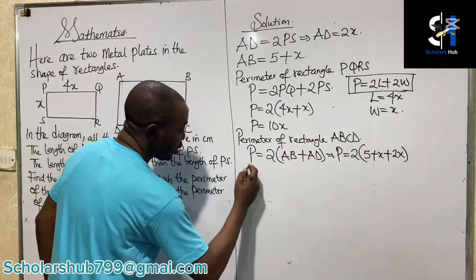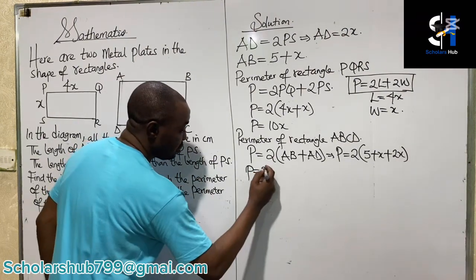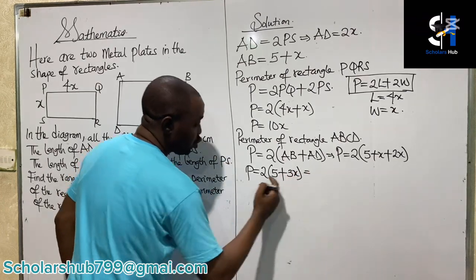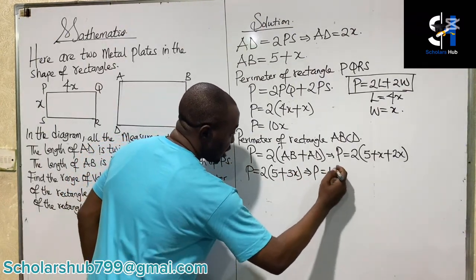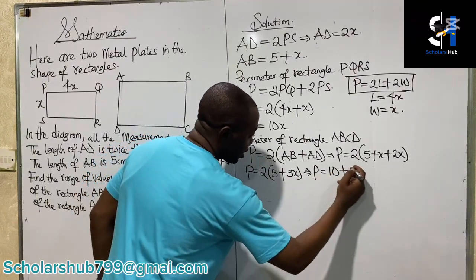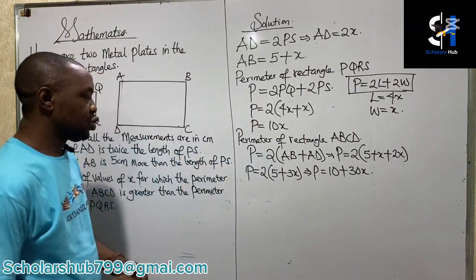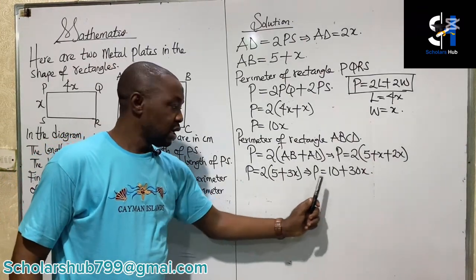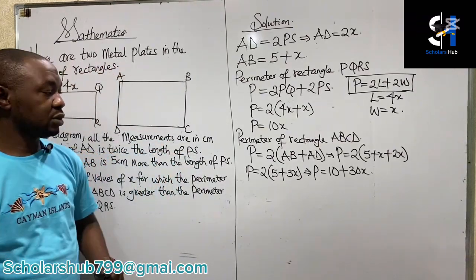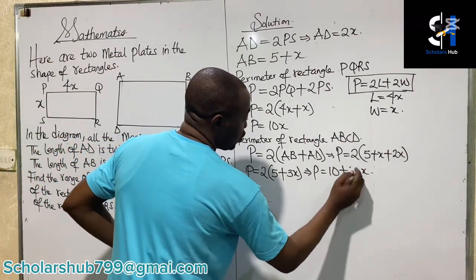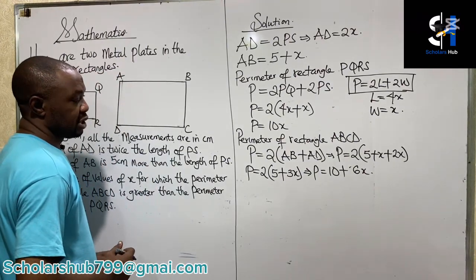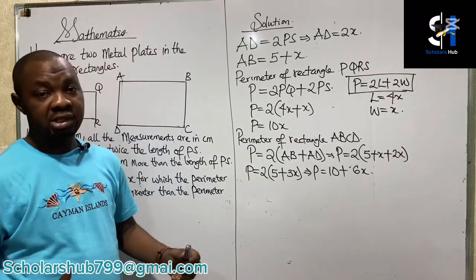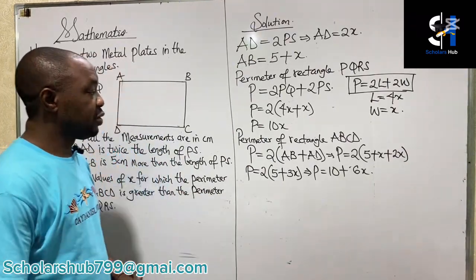So 2x plus x, that will be 3x. So the expression for perimeter will then be 2 into 5 plus 3x. When we distribute 2 in this case, we get 2 times 5, which is 10, and then 2 multiplied by 3x, which will be 6x. So now this is the expression for the perimeter of rectangle ABCD.